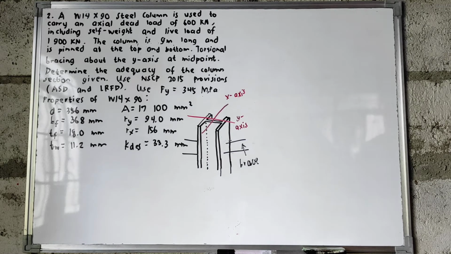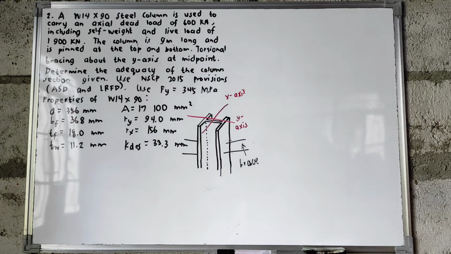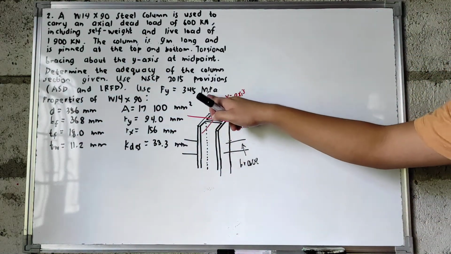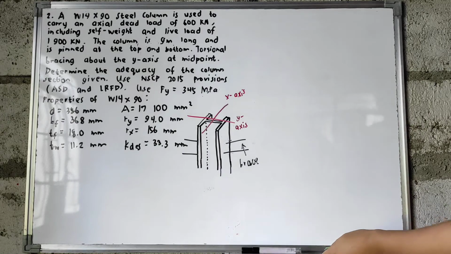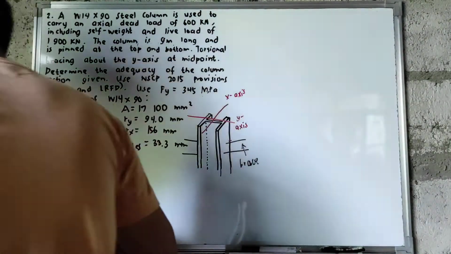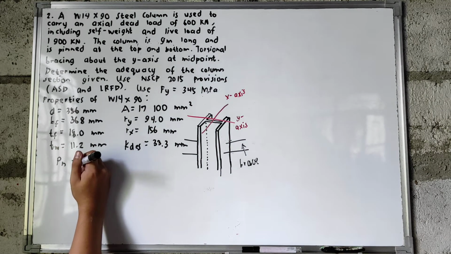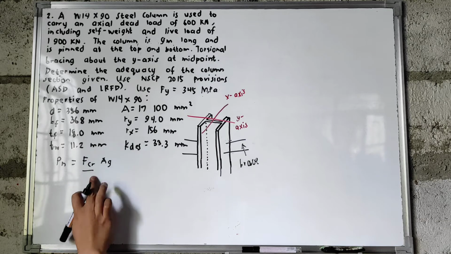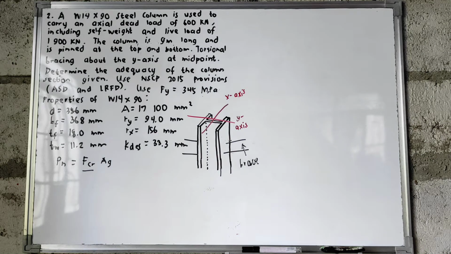We're going to use NSCP 2015 provisions for ASD and LRFD. Use Fy equals 345 megapascal. Given our properties, we are in megapascal, millimeter and mm squared. For this one, as a shortcut, we will solve our nominal capacity, which is equal to Fcr multiplied by Ag. The value of Fcr will change depending on our column, if it is short or long.